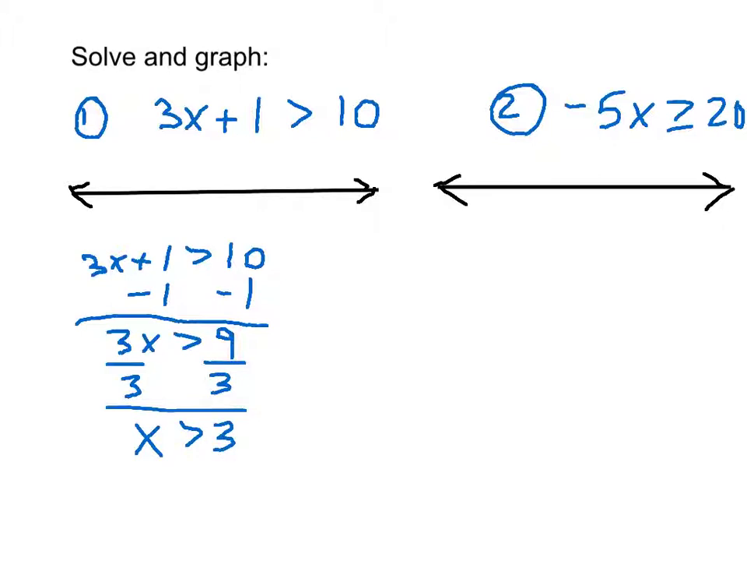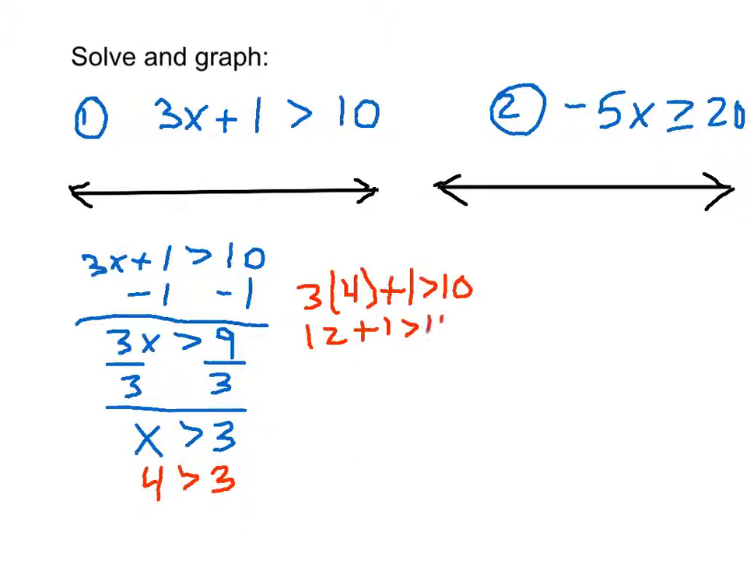Now let's just think about that. This is saying that all numbers greater than 3 are going to satisfy this inequality. Well, let's just choose a number that's greater than 3 and see if it works. So I'm going to choose 4. So let's plug that in. 3 times 4 plus 1 greater than 10. We get 12 plus 1 is greater than 10. We get 13 is greater than 10. So good, that works. So that's just a check. You'll see why I did that.